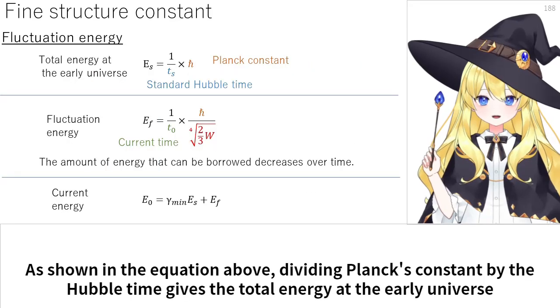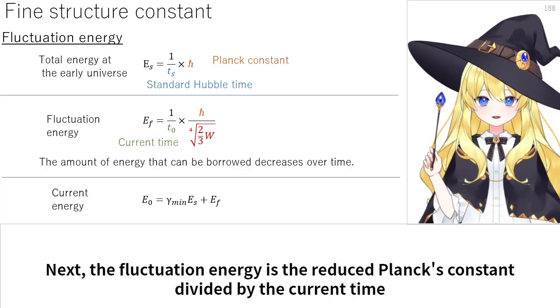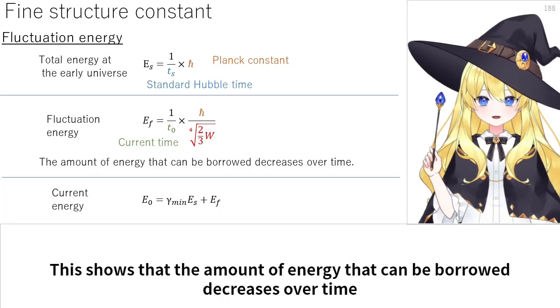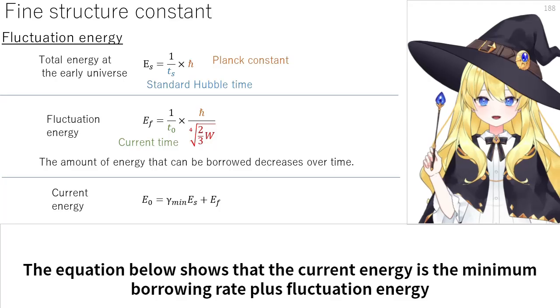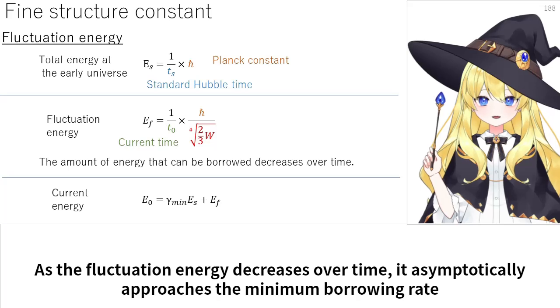As shown in the equation above, dividing Planck's constant by the Hubble time gives the total energy at the early universe. Next, the fluctuation energy is the reduced Planck's constant divided by the current time. This shows that the amount of energy that can be borrowed decreases over time. The equation below shows that the current energy is the minimum borrowing rate plus fluctuation energy. As the fluctuation energy decreases over time, it asymptotically approaches the minimum borrowing rate.